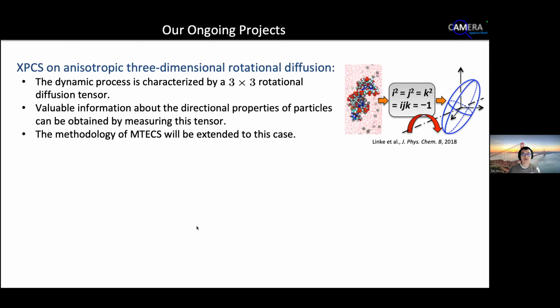Other than these works, we also have two ongoing projects. One is to extract the fully anisotropic rotation diffusion tensor of the three-dimensional anisotropic rotation diffusion. So let's imagine a particle, for example, a long thin rod. It is natural that this long thin rod will spin way faster with respect to one or two of its axes rather than the others. So to characterize this anisotropic dynamic process, a 3x3 rotation diffusion tensor instead of a rotation diffusion scalar is needed. Valuable information about the directional properties of particles can be obtained by measuring this tensor. I will discuss how we plan to extend the methodology of MTEX to this case.